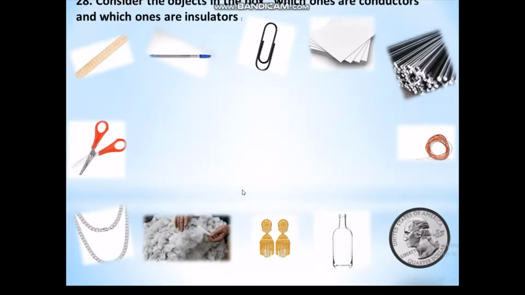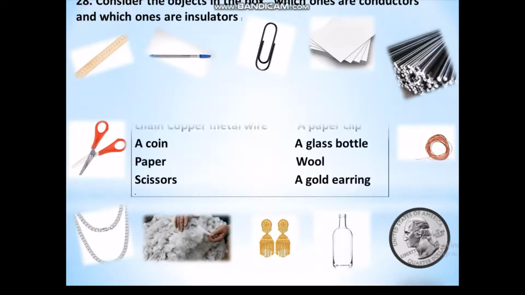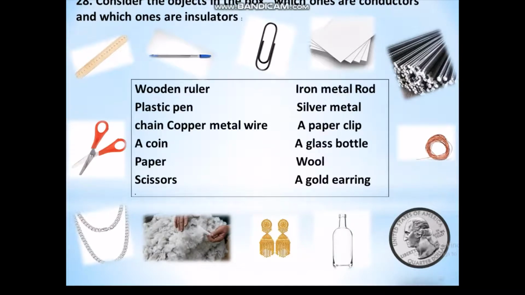28. Consider the objects in the box. Which ones are conductors and which ones are insulators? Let's highlight the conductors. Wooden ruler, that's not a conductor. Iron metal rod, that is a conductor. Plastic pen, that's not a conductor. Silver metal chain, that is a conductor. Silver metal chain, this one.